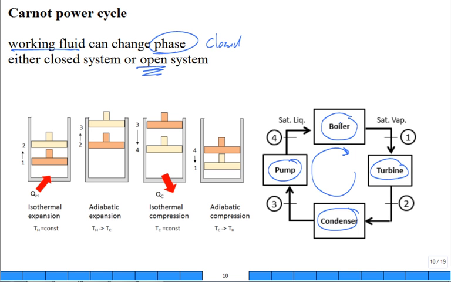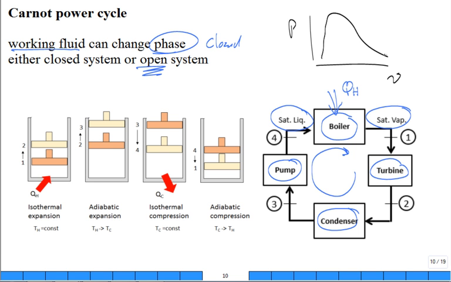And in that boiler, all the heat's added at that high temperature. Constant pressure boiler, going from saturated liquid to saturated vapor. If I put that on a PV diagram, pressure volume diagram, it'll be going from saturated liquid to saturated vapor, all at the same temperature.